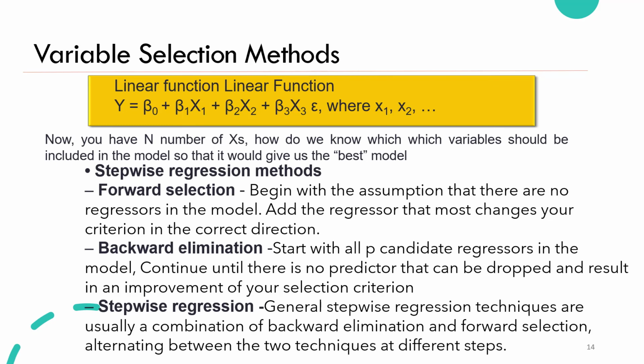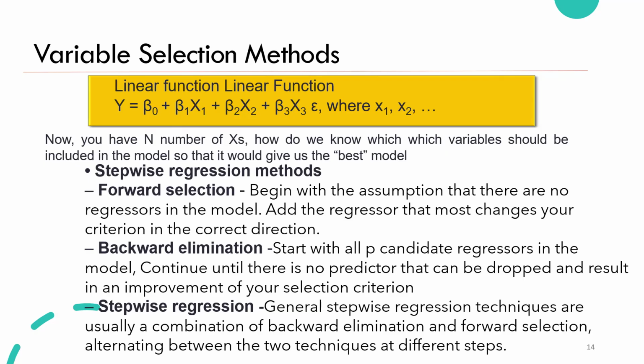For forward selection, we begin with the assumption that there are no regressors in the model. Then we check the model with all possible regressors and add them individually. We add the regressor that most changes your criterion in the correct direction. Then we go back to checking the model with all possible regressors and adding them individually again. If none of the regressors have a positive effect on your criterion, then we stop, and the regressors you have make up your final model.